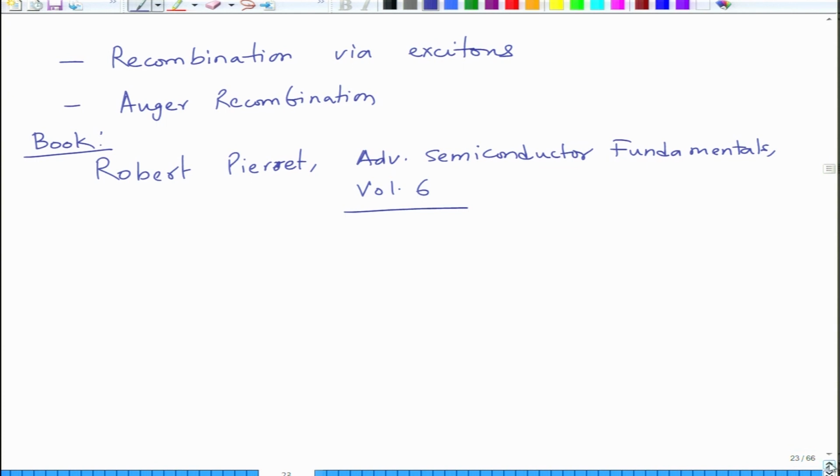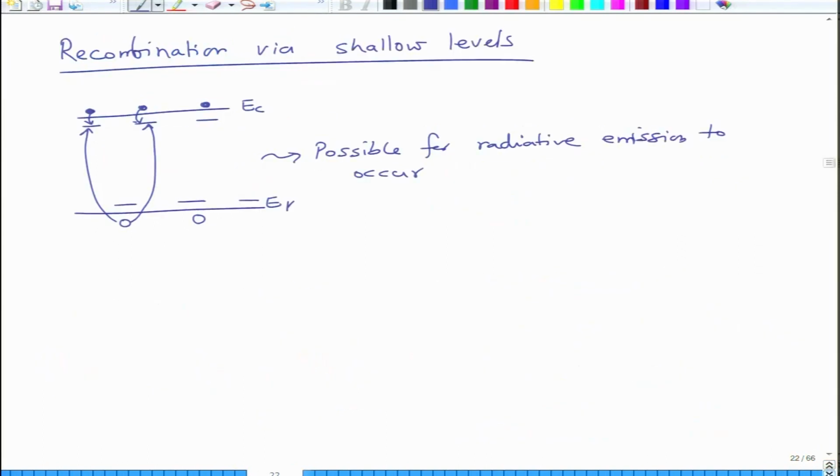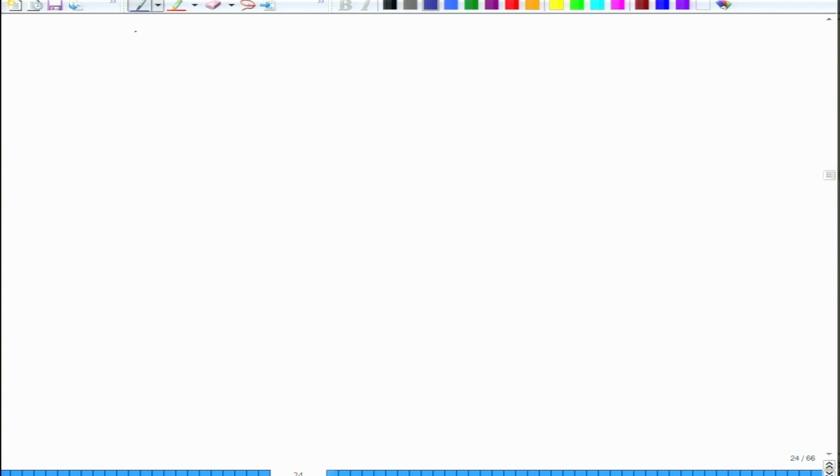So this is about recombination. The main methods for recombination are band to band recombination and trap assisted recombination. There are other methods as well, but they are less common as compared to the first two. And then we have generation. So first we just look at the processes and then we quantify them.